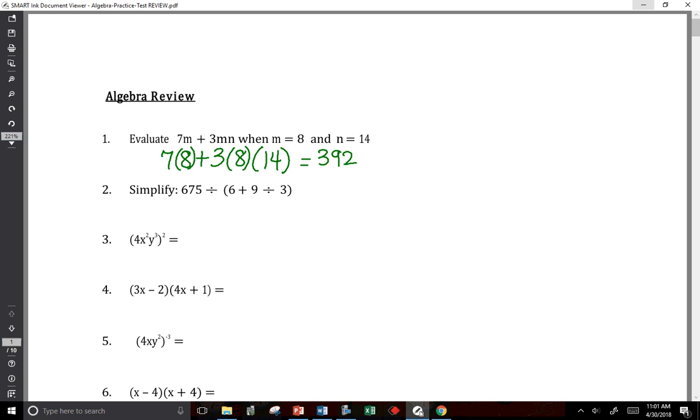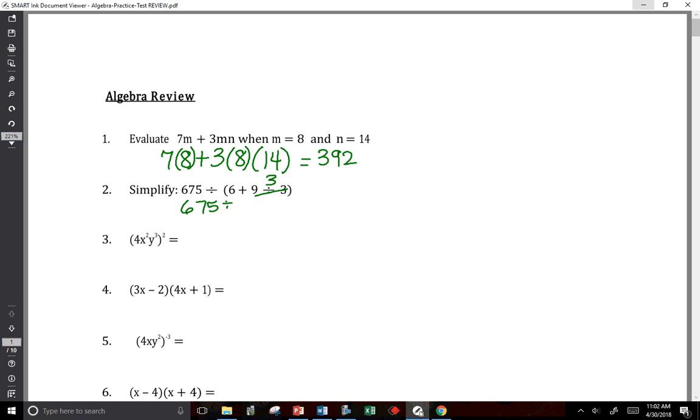Okay, number 2, simplify. 675 divided by parentheses 6 plus 9 divided by 3 close parentheses. So if you were doing this by hand, you would do PEMDAS. So you would do what's inside the parentheses first. And within the parentheses, we have addition and we have division. So according to PEMDAS, you do the division before you do the addition. So we would say 9 divided by 3 is 3. So 6 plus 3 is 9.